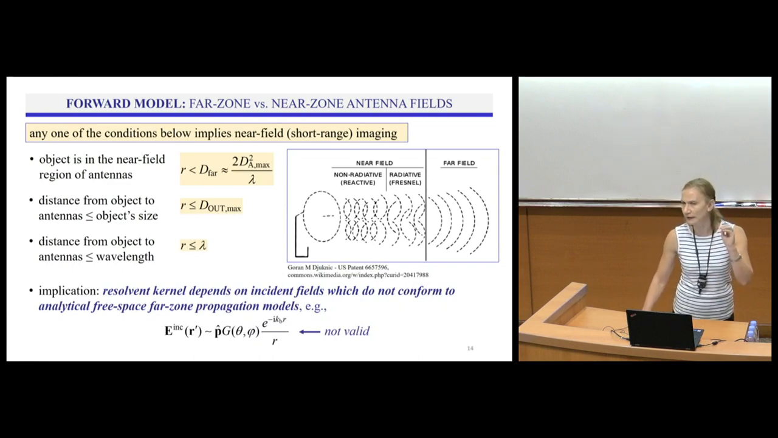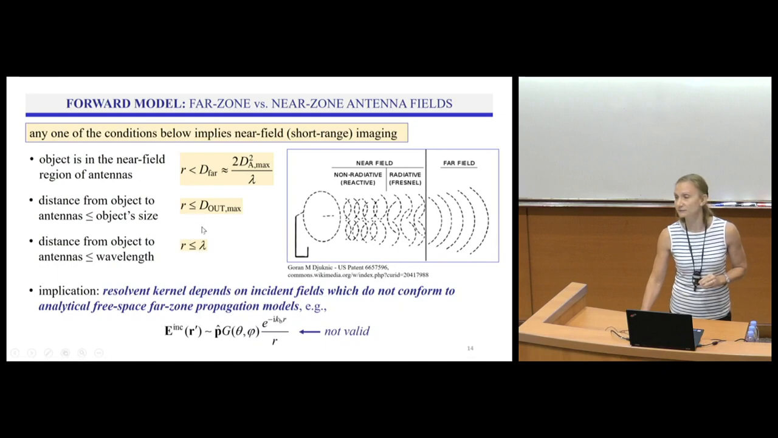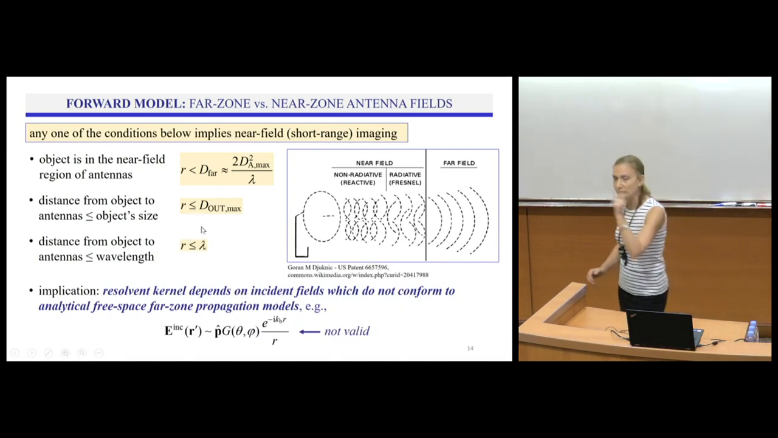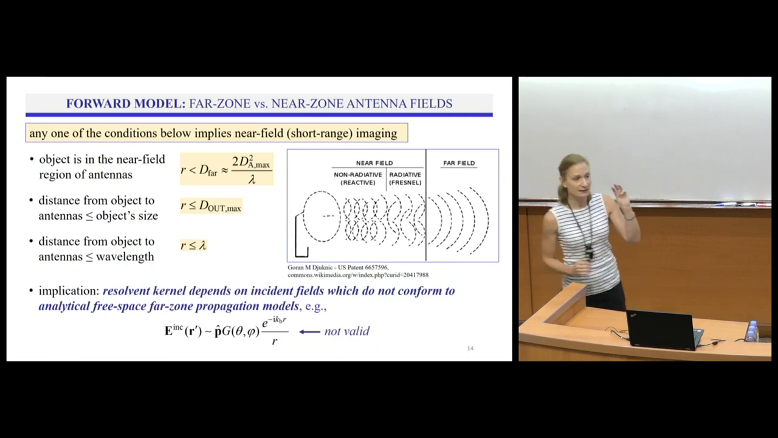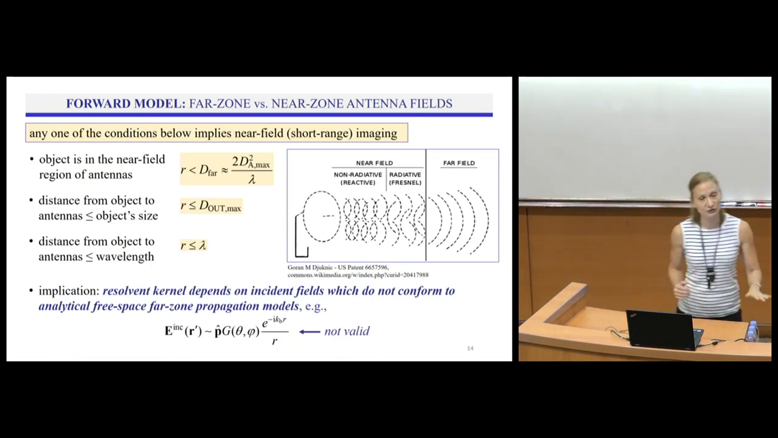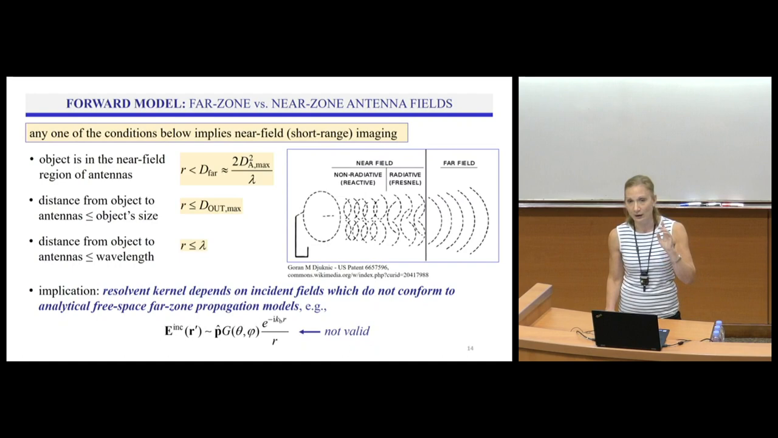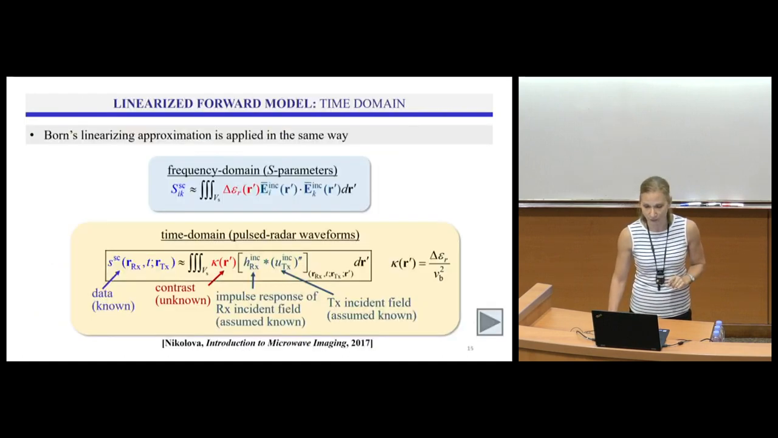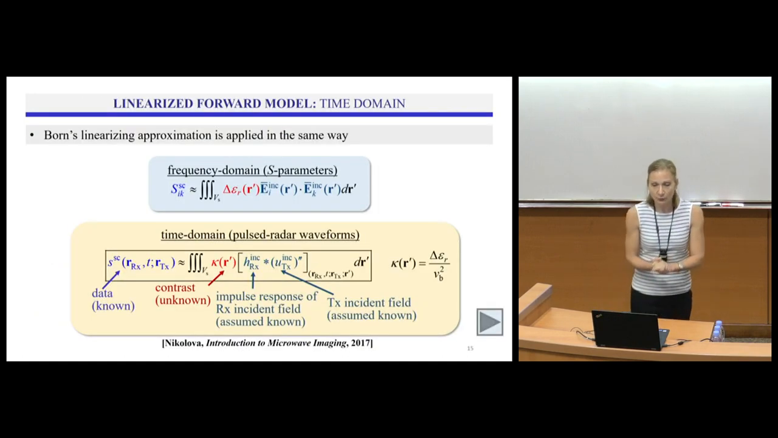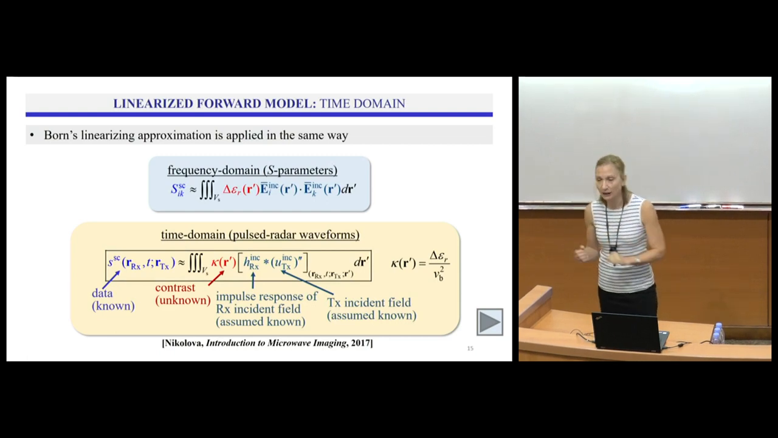So when do we know that we work in the near zone? There are very well-known criteria, three criteria related to the size of the antenna, the wavelength, and the size of the scatterer. If one of these three conditions is there, you are dealing with near zone imaging and you are having trouble with your kernel. Anyway, so let us look briefly into time domain.